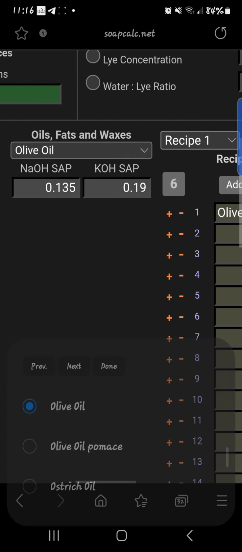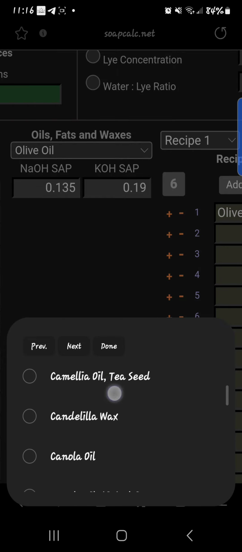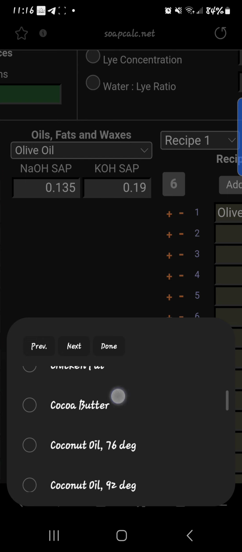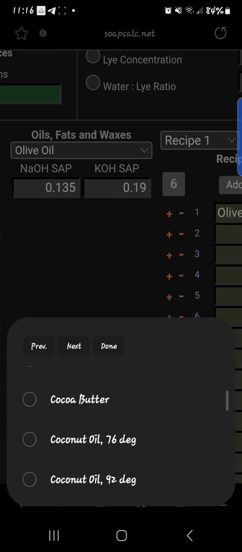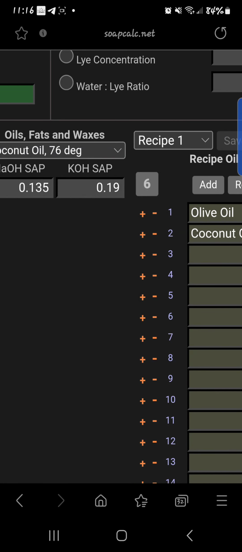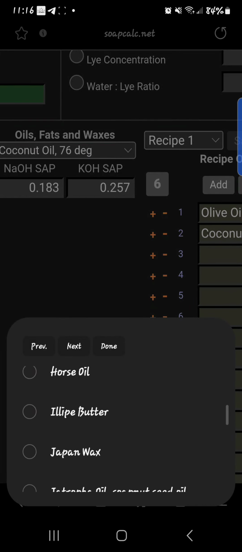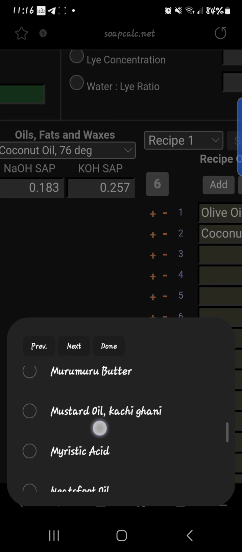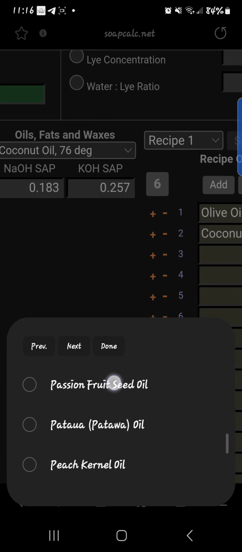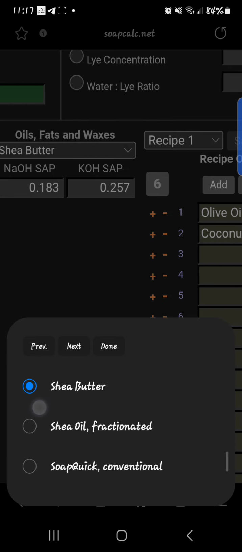The next oil on that list in the formula is coconut oil. So we'll scroll back up to coconut and we'll add that into spot number 2. The typical coconut oil, the one that's hard and solidifies when it's cool and melts when it's warmer, is the 76-degree one. So we'll go ahead and select that one and hit that plus sign, and you see it added it to number 2. The next oil or butter in that formula is shea butter. So we'll scroll down to shea butter and we'll add that to spot number 3.